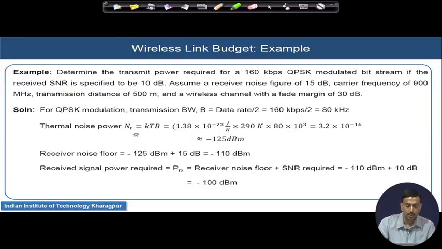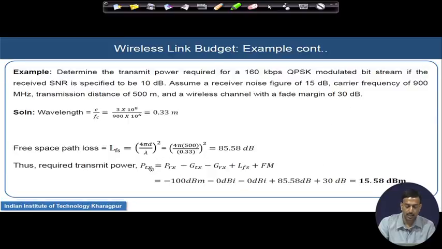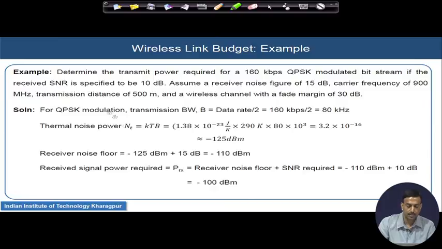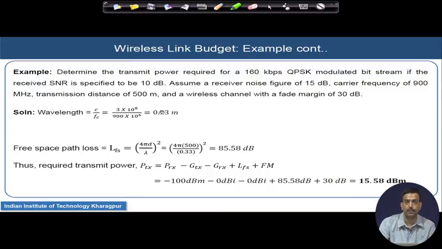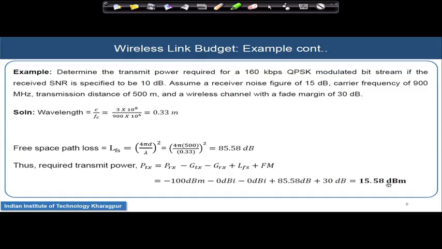So what we see is that we have made use of the link budget parameters like the free space path loss and the thermal noise power and of course the noise figure in order to calculate the required transmit power for a system whose received SNR is specified to be equal to a certain value, and this is another way of using link budget in order to design a wireless system. So in this case, a minimum transmit power of 15.58 dBm is required in order to implement this wireless communication system. So we end this tutorial over here.